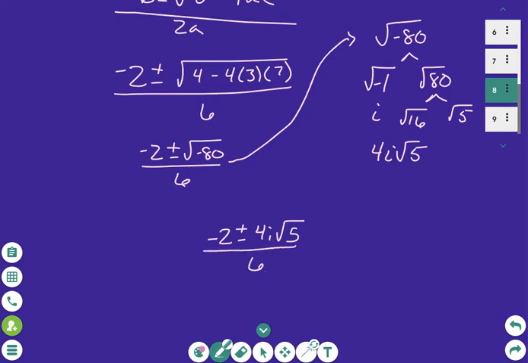Now you've probably talked about simplifying a situation like this with your teacher before, but in order to be able to simplify this, I need to be able to simplify all three of these pieces, so the 2, this piece and the 6 all by the same thing. In this case, they're all divisible by 2, which would mean my final answer ends up being -1 plus or minus 2i square root of 5 over 3.